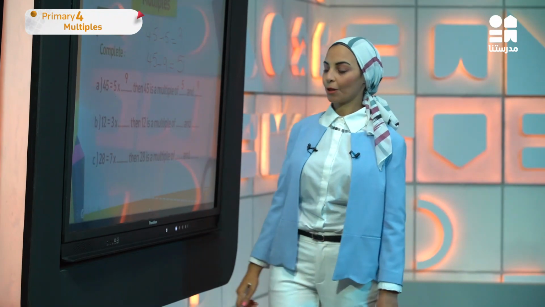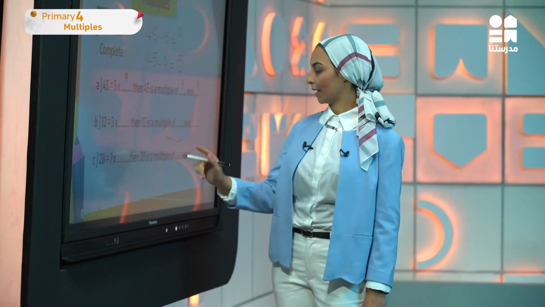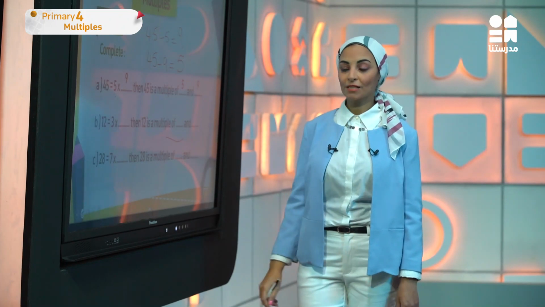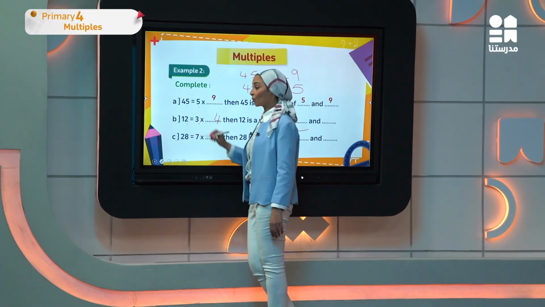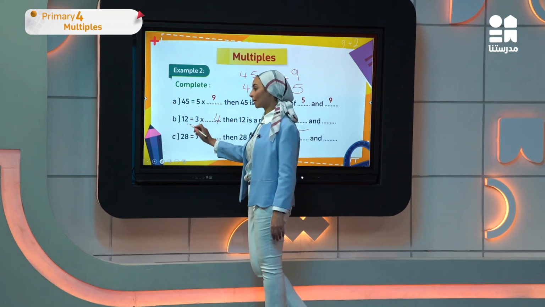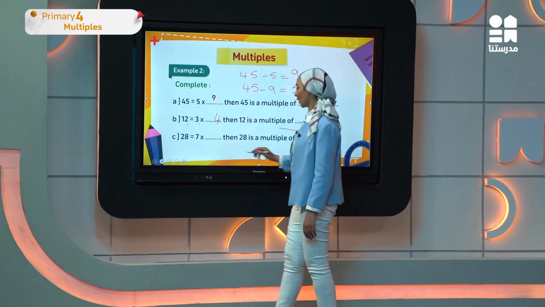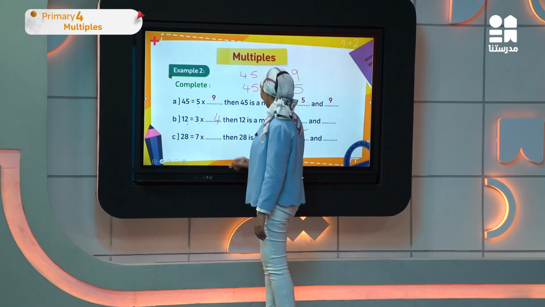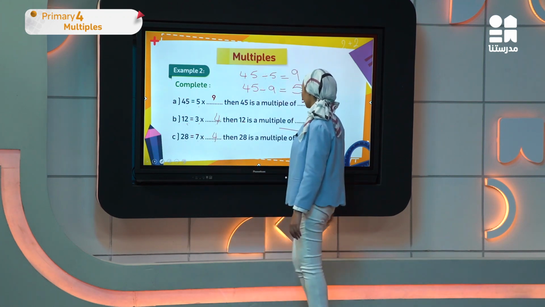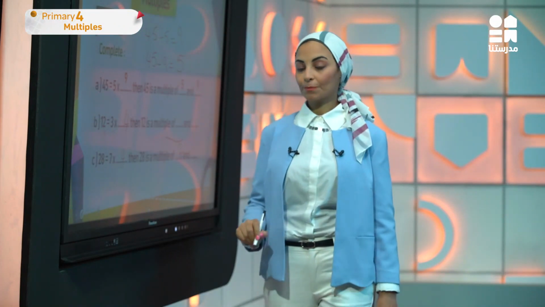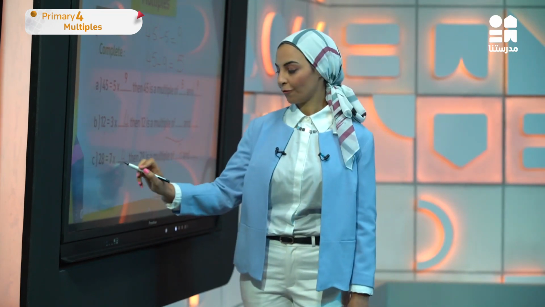Also, the same thing in 12. As I said, 12 is a multiple of 3 and 4. 12 also is divisible by 3 and 4. Why? Because I can divide 12 by 3 without any remainder, and I can divide 12 by 4 without any remainder. Okay. What about 28? The same. 28, as I said, is a multiple of 7 and 4. It can be divisible by 7, and 28 can be divisible by 4.